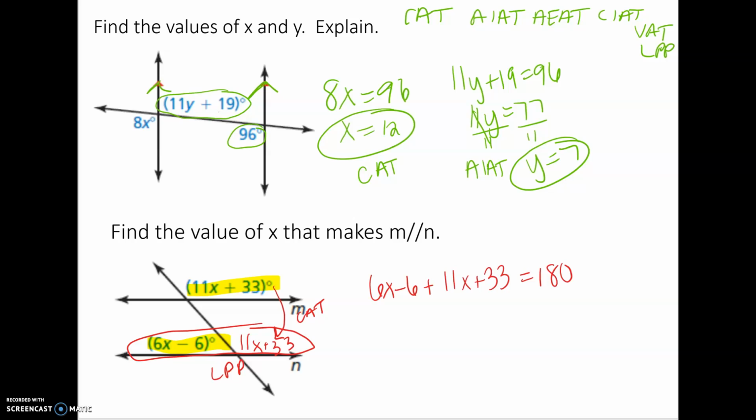Okay, so I have 6x plus 11x and negative 6 plus 33. And then on the other side, I have that 180. Okay, so now I'm going to subtract my 27. So 17x equals 153 and divide by 17. And x equals 9.